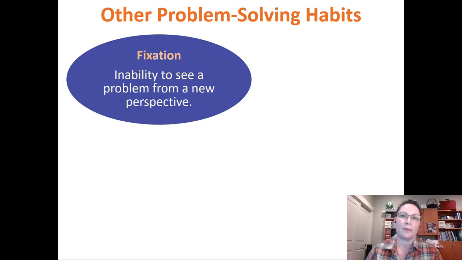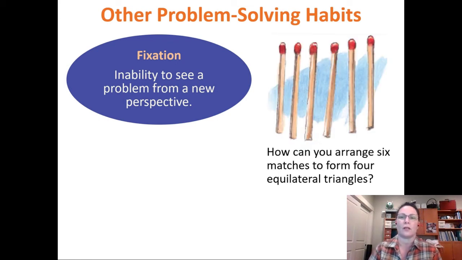Fixation oftentimes can happen just because you were confronted with a brand new problem, and you don't know even how to approach it because it doesn't look like anything you know how to do. For example, participants were given 6 matchsticks and told to form 4 equilateral triangles. I think they were given a photograph of the matchsticks, not actual matchsticks. They are asked, how can you arrange 6 matchsticks to form 4 equilateral triangles?